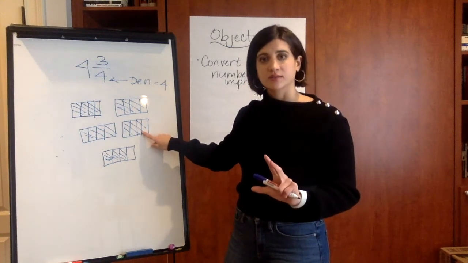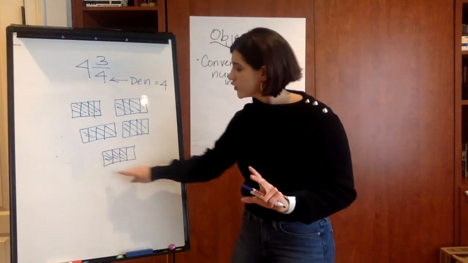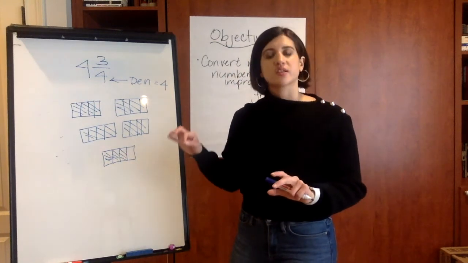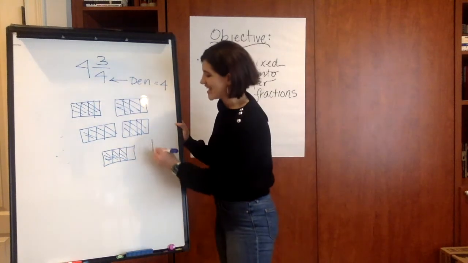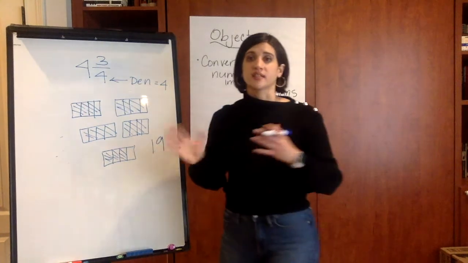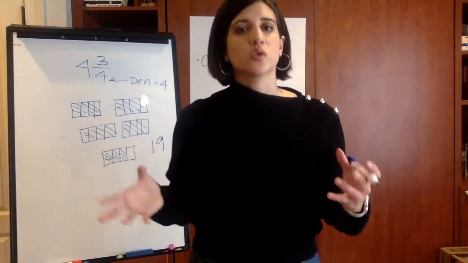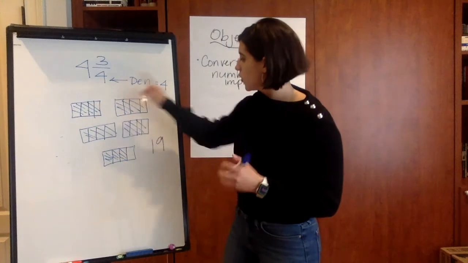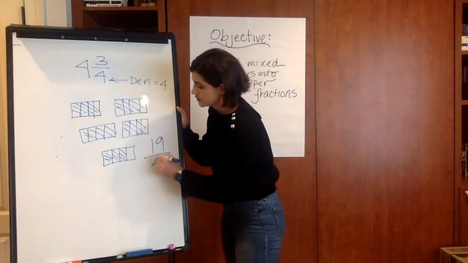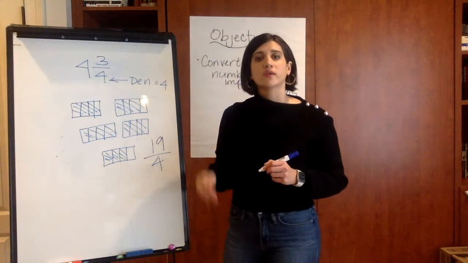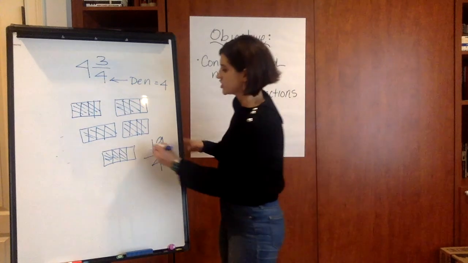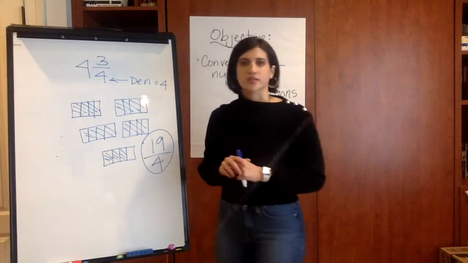And I pause because I have now 3 out of 4 pieces. So 16 plus 3 is 19. And my denominator still represents the total pieces that make one whole, which is 4. Therefore, 4 3/4 as an improper fraction is 19/4.